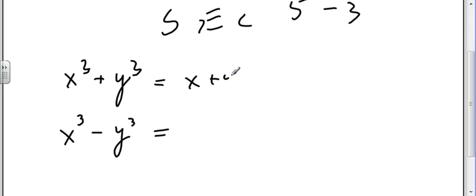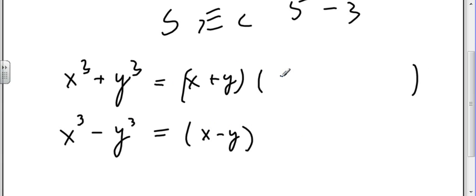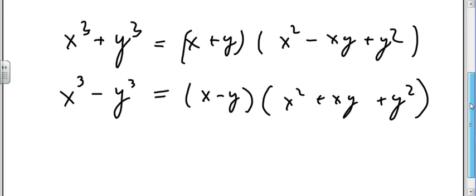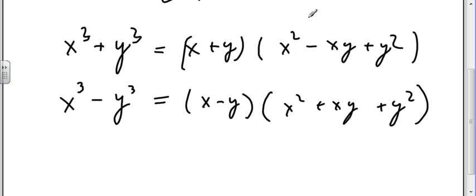So the first guy is going to factor x plus y, the second guy x minus y, times x squared minus xy plus y squared, x squared plus xy plus y squared. Now, both of those formulas are in the front cover of your book, so if you ever get confused of what they should be, you should just go and do it. Now, we're going to go the other way to make sure that it works.